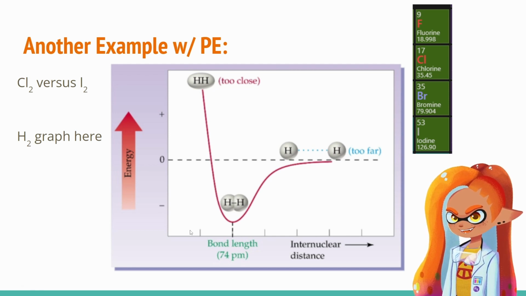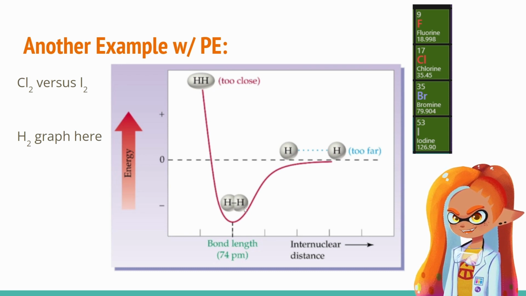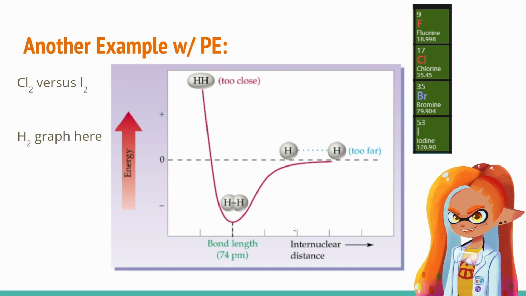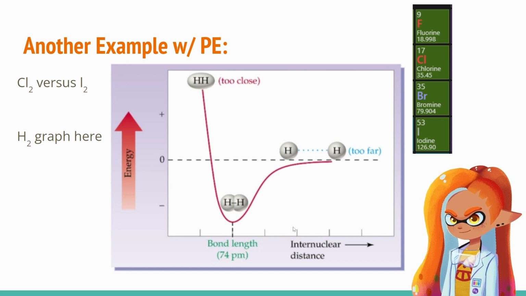So imagine the graph, right? If we have chlorine versus iodine. Chlorine, again, is going to be closer, so the bond length should be more towards the left compared to iodine. Iodine is going to be more towards the right because, again, it's going to be bigger. Then we think about the curve part of the graph. If this was chlorine, for example, then iodine is going to need less energy to form its bond because it's farther away.